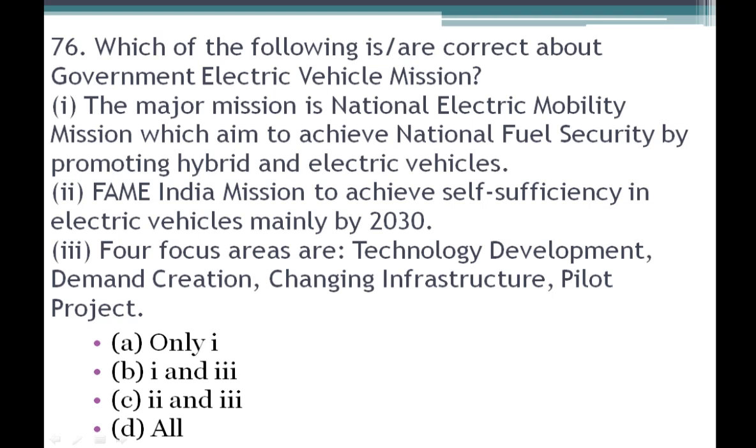Number 3. Four focus areas are technology development, demand creation, charging infrastructure, pilot project. The correct answer is option B, that is 1 and 3. Statement 2 is incorrect because self-sufficiency in electric vehicles will be achieved by 2020, not 2030.